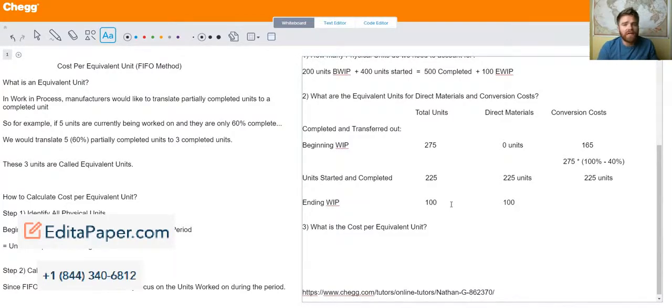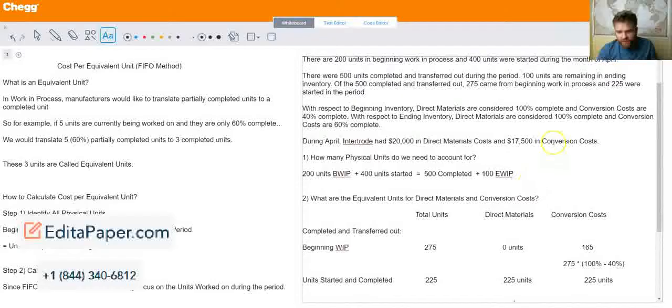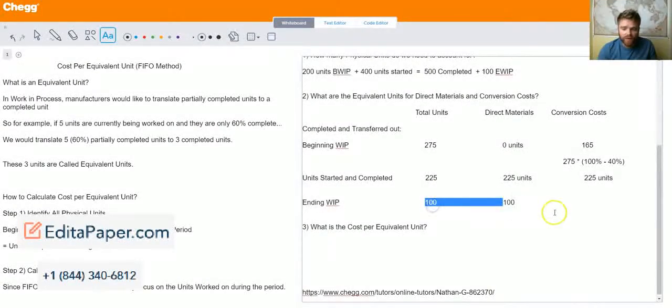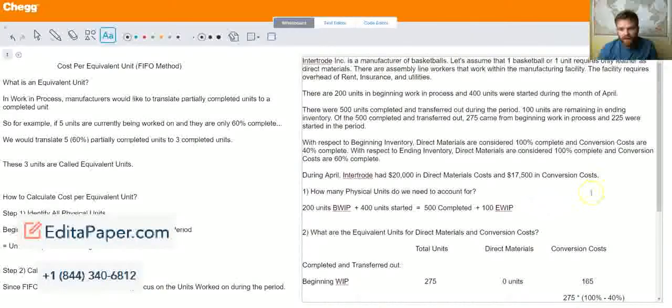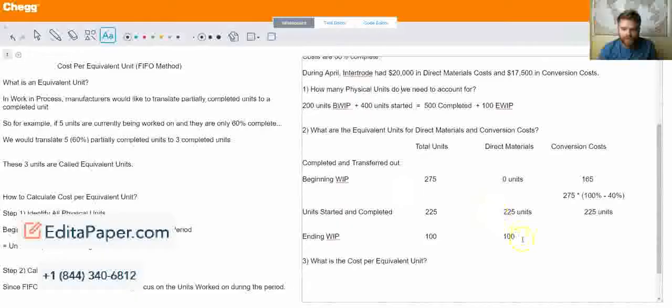Once again, all the beginning units, they've been accounted for. So ending work in process, you can assume that all of those were started but not yet completed during the period. So for direct materials, you completed 100%. So 100% times 100 is 100. And then you only completed about 60% for conversion. So 60% times 100 is 60 units.